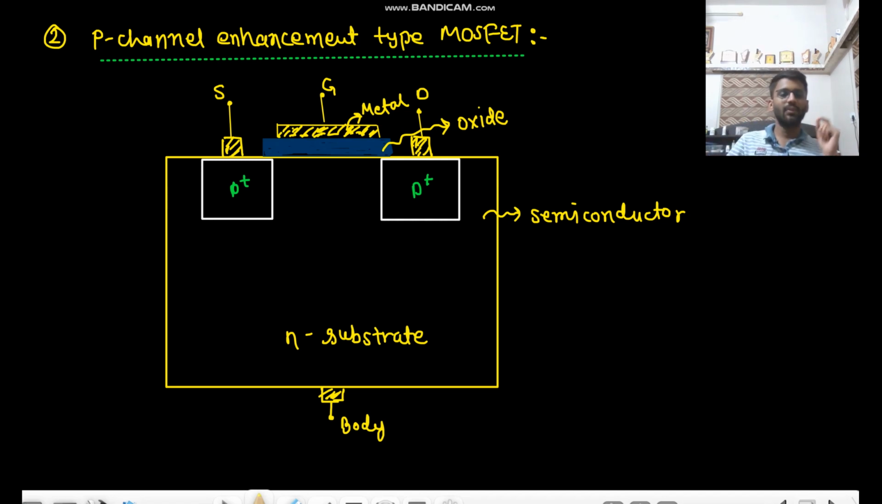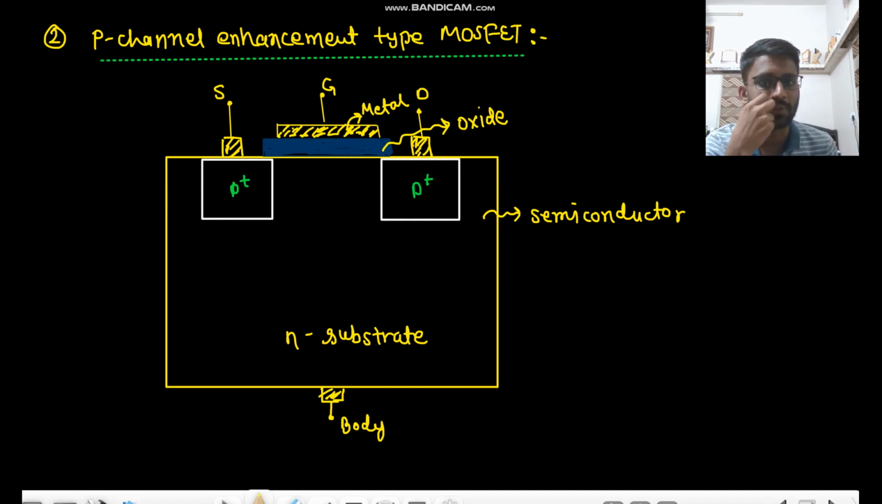So one thing you know is that VDS will be negative, or VSD will be positive. That means source will be at higher potential. For reference, for understanding the concept, we will take source to be 0 and then drain to be negative. But in case of PMOS, source is at higher potential, while in case of NMOS, the source is at lower potential and drain is at higher potential.